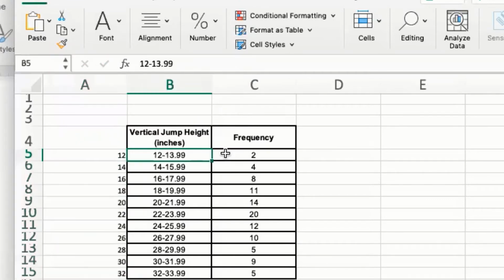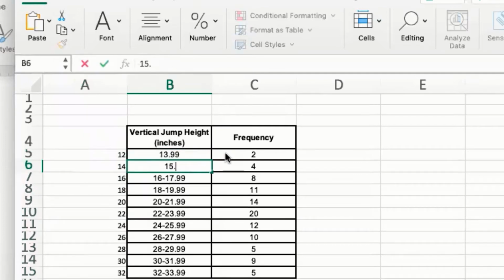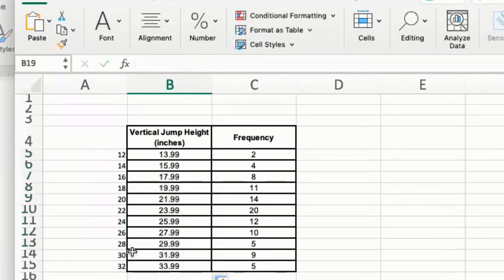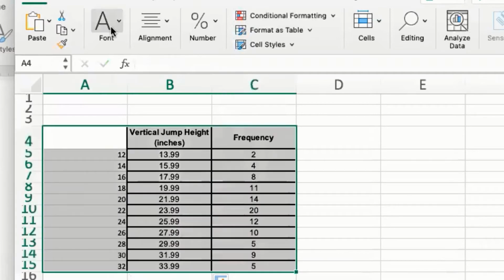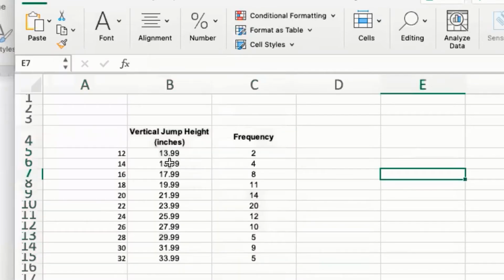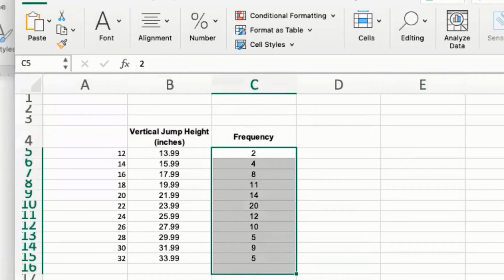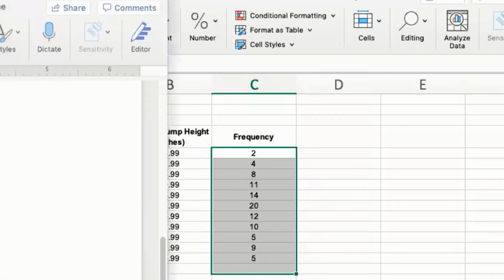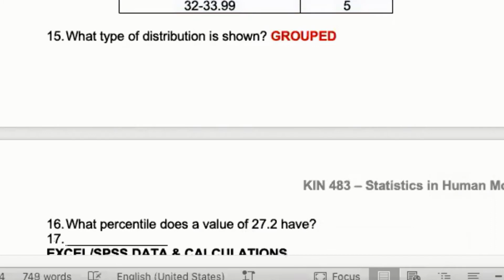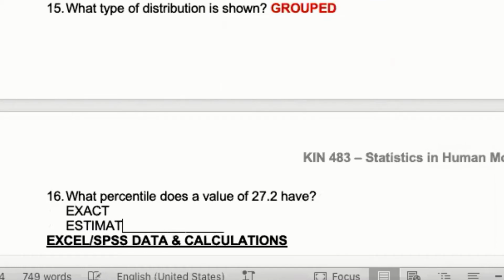And then I can see this other pattern. And then everything's formatted appropriately. I'm going to get rid of the borders because it's messing with my OCD. And then we have our frequency column. And if some of you are looking at the question ahead over here, what percentile does a value of 27.2 have? I'm going to move this down where we're looking at an exact as well as an estimated. That way we get practice doing both.